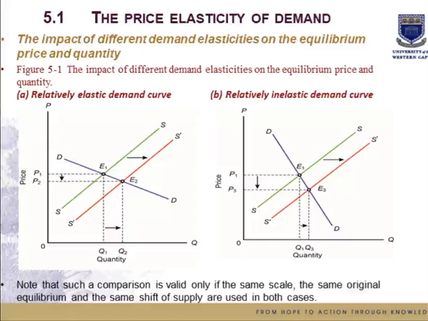From this figure, we can observe that the sensitivity of the quantity demanded to a change in price depends on the slope of the demand curve. That is, with a relatively elastic or flatter demand curve, a small change in the price of the product will cause a bigger, or more than proportional, change in quantity demanded, as shown in A. Whereas with a relatively inelastic or steeper demand curve, a larger change in the price of the product will lead to a smaller, or less than proportional, change in quantity demanded.